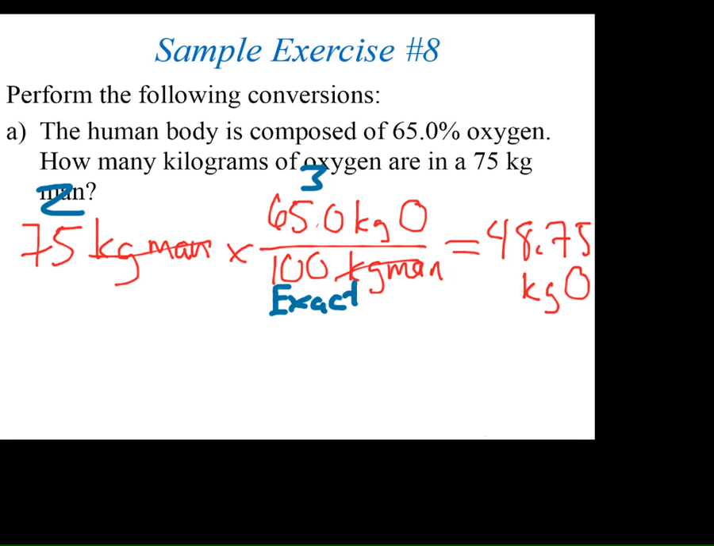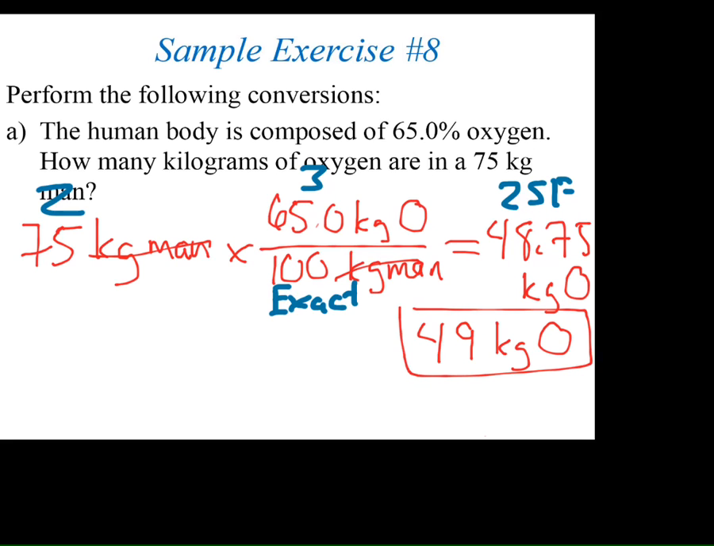It's defined, right? It's always out of 100 for a percentage. It's always, always, always out of 100. So the 100, in a sense, is defined. The other one was measured, right? That was measured in a person, but the 100's always in a percentage. So we got 2, we got 3, we got exact. What's the fewest? 2. So my answer has to be rounded off to 2 sig figs. So how would you round that off for me? 49 kilograms of oxygen.